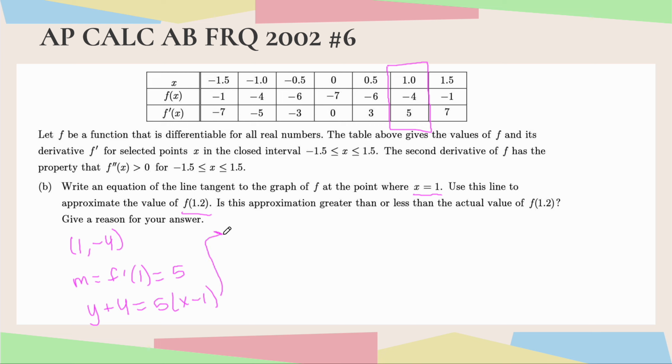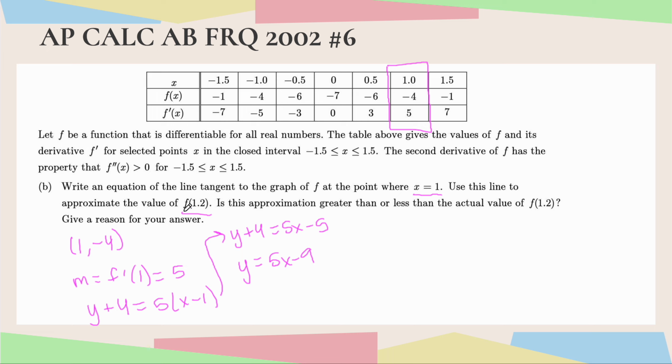Now, personal preference, I'm going to go ahead and switch this into slope-intercept form. So I'm going to distribute the 5 in. I'm going to get y plus 4 equals 5x minus 5. And then I'm going to subtract the 4. So I'm going to get y equals 5x minus 9. So this is the equation of the tangent line.